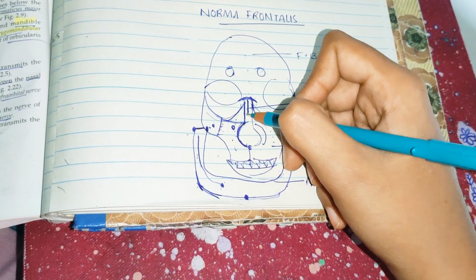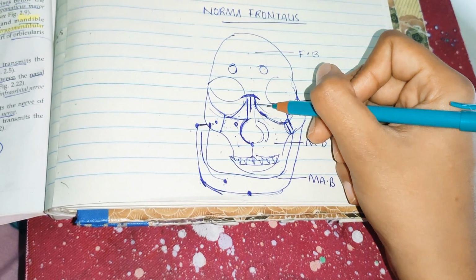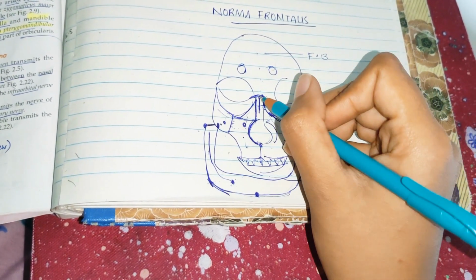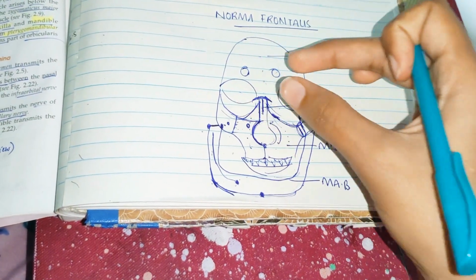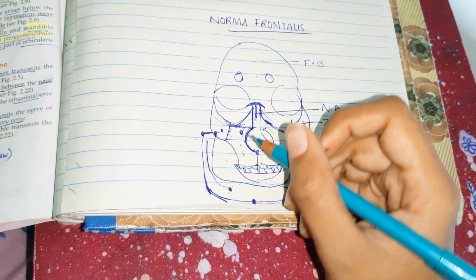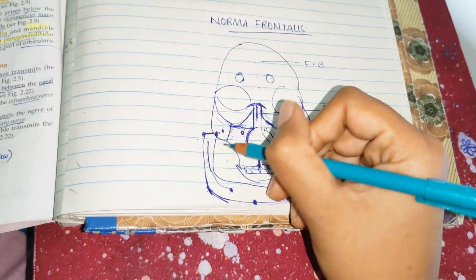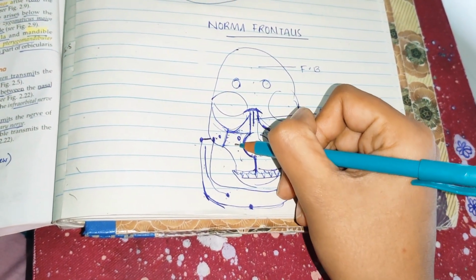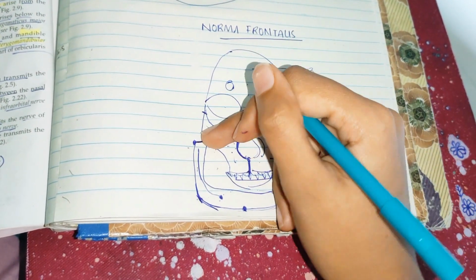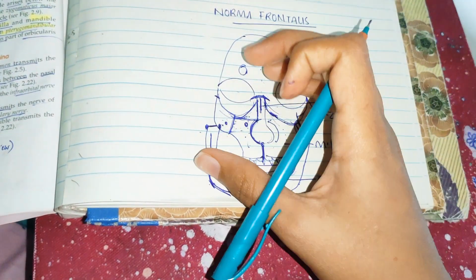So the nasomaxillary suture, and you have seen the lacrimomaxillary suture, because here you have the lacrimal bone, and the frontomaxillary suture, between the frontal bone and the maxilla. Then the intermaxillary suture. This one is the intermaxillary suture, and the zygomaticomaxillary suture. This one is the zygomaticomaxillary suture, and the zygomaticofrontal suture, between the zygomatic bone and the frontal bone. So these are the different sutures you see in the norma frontalis.